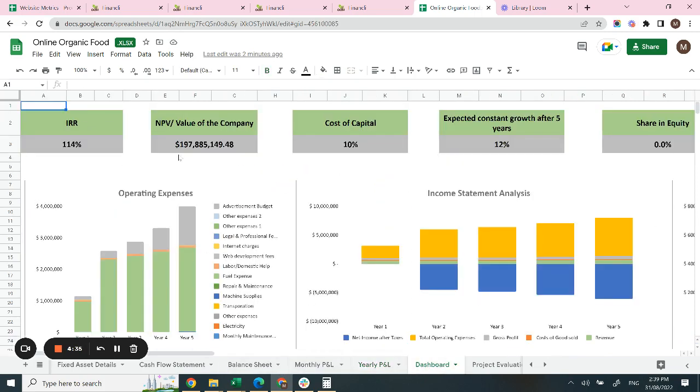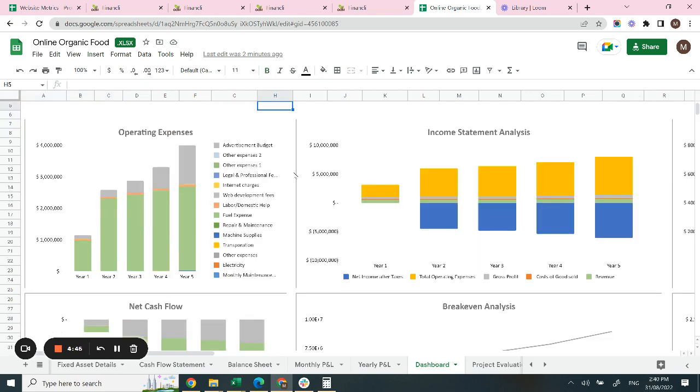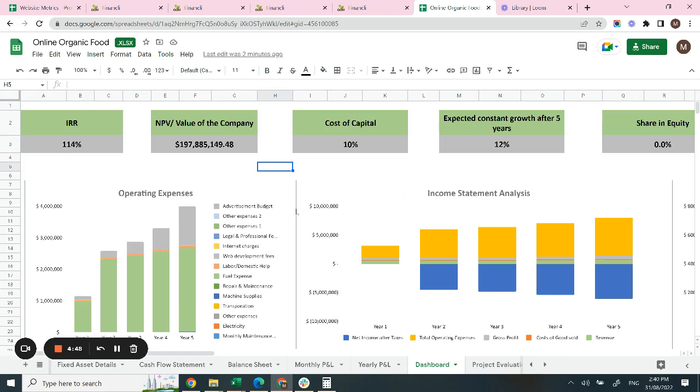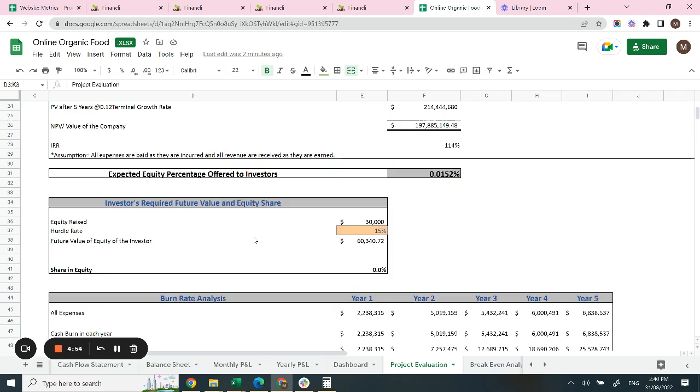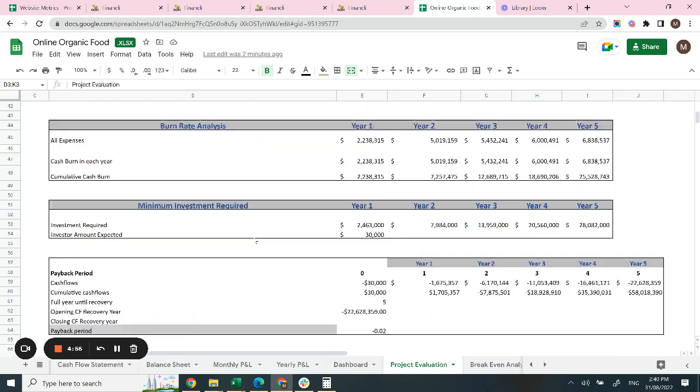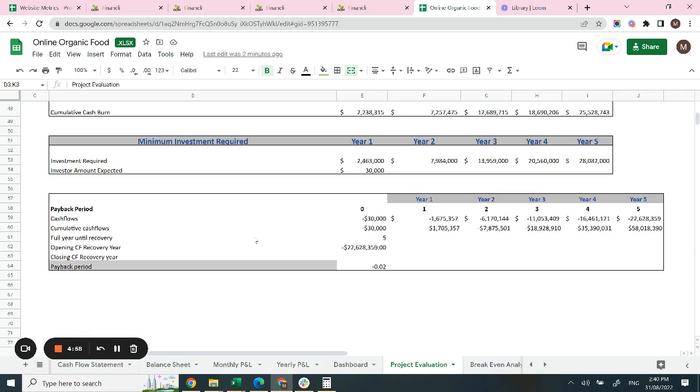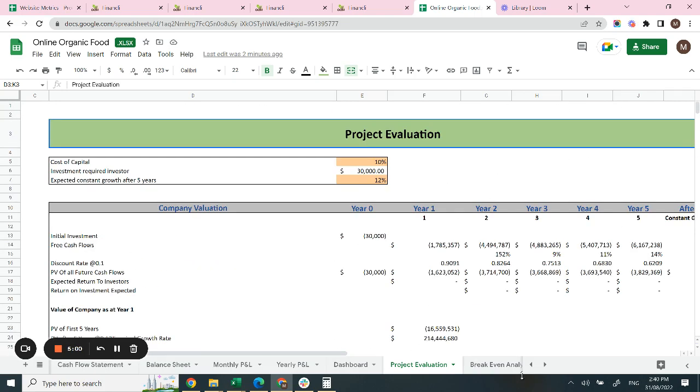Moving on, dashboard. It mentions IRR, net present value, cost of capital, expected constant growth after 5 years, share in equity, and some other relevant graphical representations of your financial statements. Moving on, project evaluation. It mentions company valuation, expected equity, investor required, bond rate, minimum investment, and payback period.